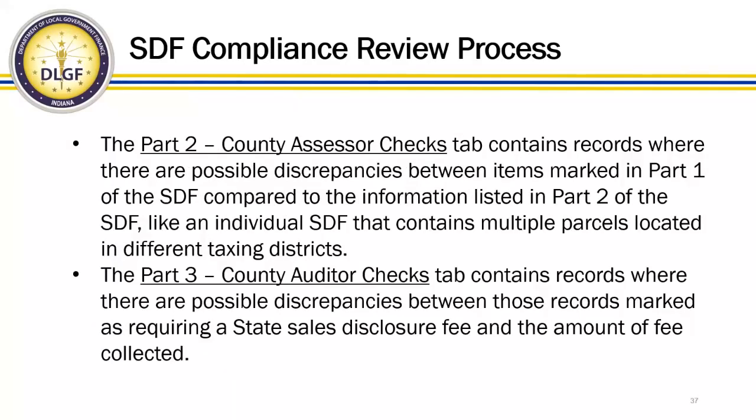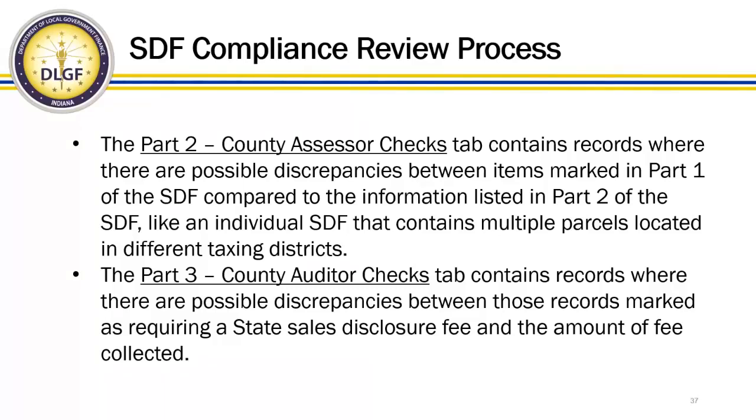Finally, the last two. Part 2 is really more for the county assessor. It's the county assessor checks tab. It contains records where there are possible discrepancies between items marked in part 1 of the SDF compared to the information listed in part 2 of the SDF. Now, part 1 I think is usually completed by the preparer, and then part 2 is completed by the county assessor. So if there are some discrepancies there, for instance, an individual SDF that contains multiple parcels located in different taxing units, or excuse me, different taxing districts, that's something that we're going to try and flag, and that will be there in part 2.